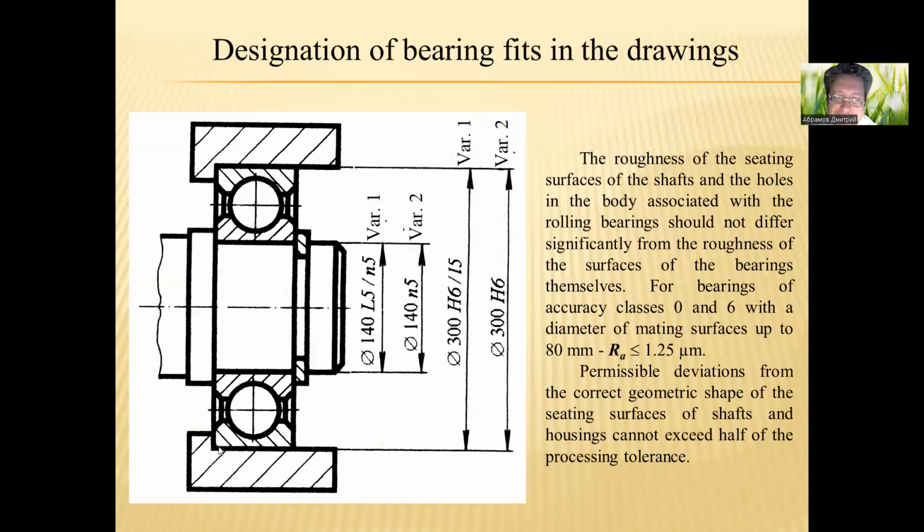In the connection of the outer ring with the hole in the housing, you can see two variants too. So first variant, you can see the nominal diameter of the connection of the fit. Then under the line, the tolerance field of the hole, and above the line, the accuracy class of the bearing. And second variant, only the nominal diameter of the fit and the tolerance field of the hole in the housing.